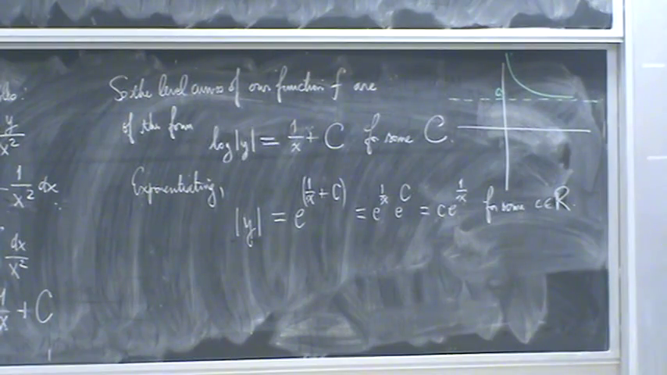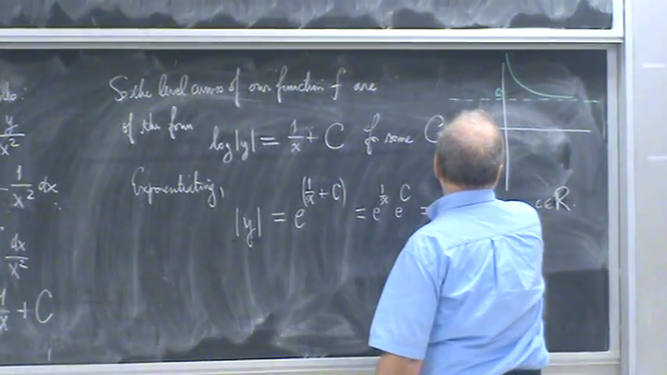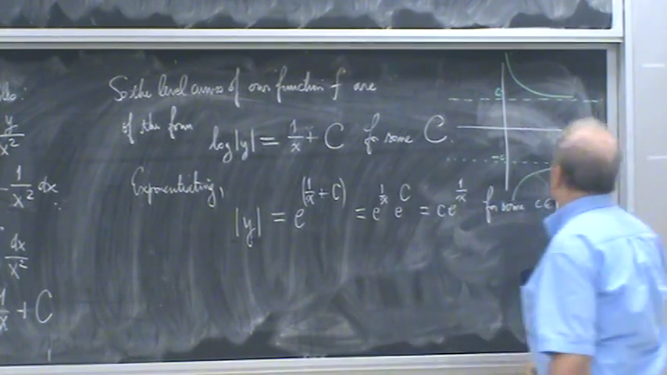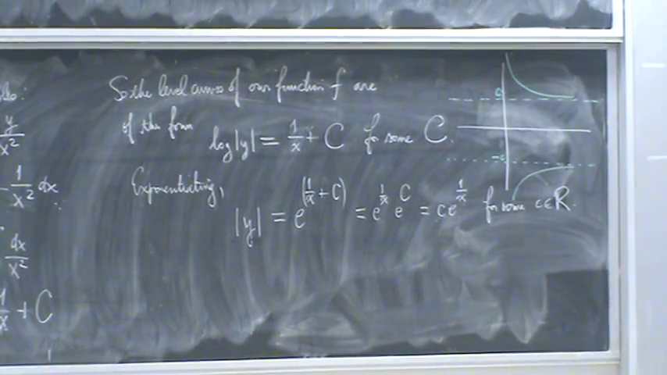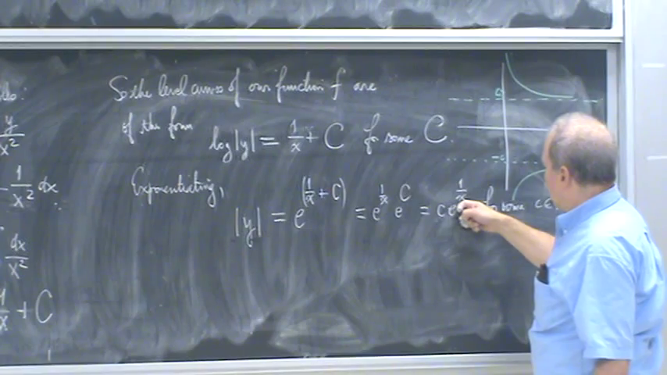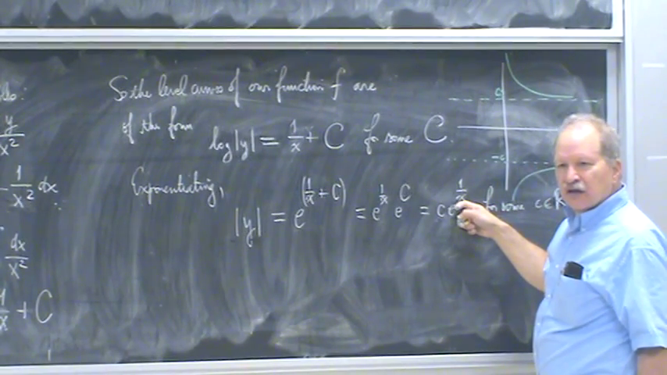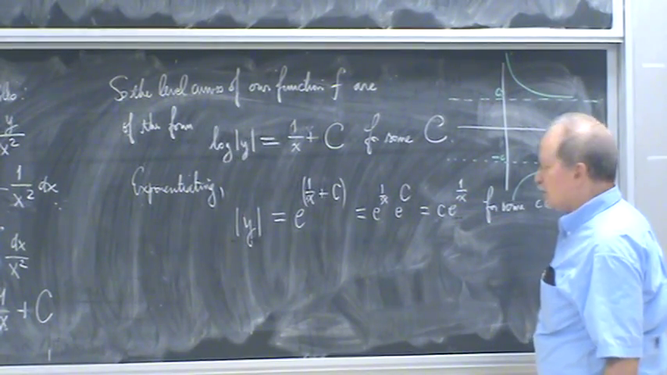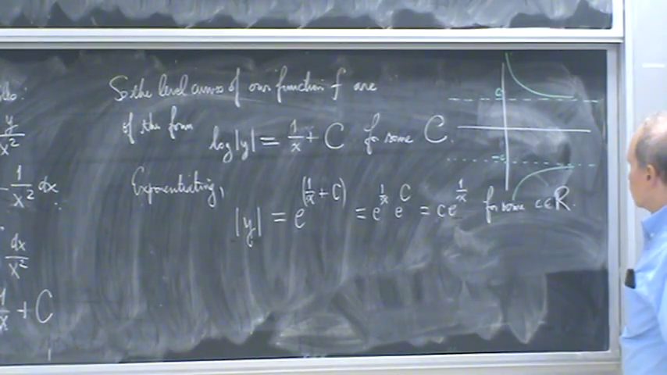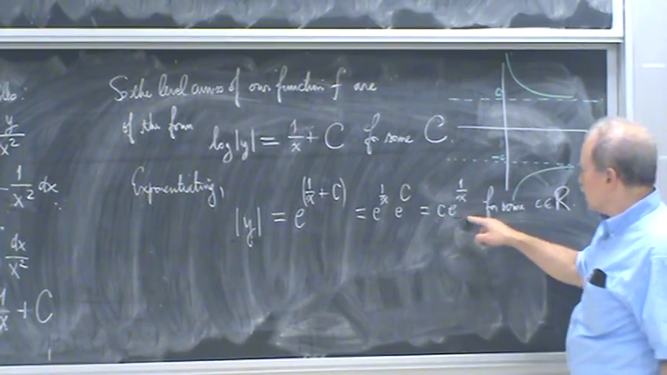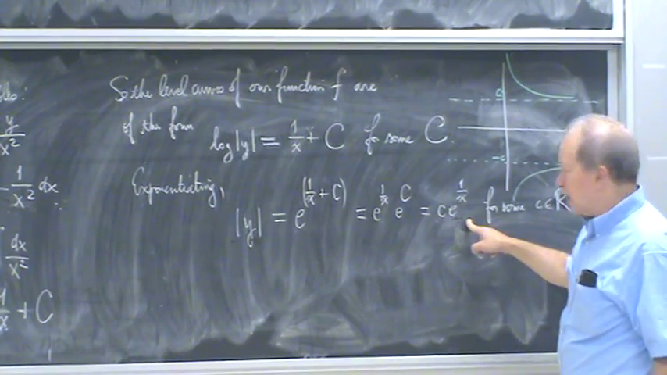And you could do a similar analysis on the other side. I'm only going to do the positive x's. What happens down here? Well, you would reflect it and have the same picture here. That's the symmetry with the absolute value of y. And when x is negative, what happens? Well, when x goes to negative infinity, y goes to e to the 1 over it, which is still going to go to 1, which means this is going to go to c from the other side.